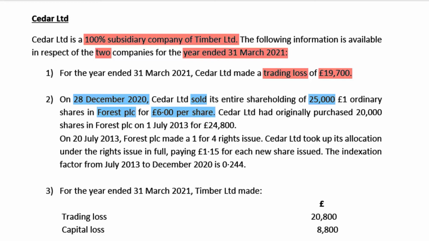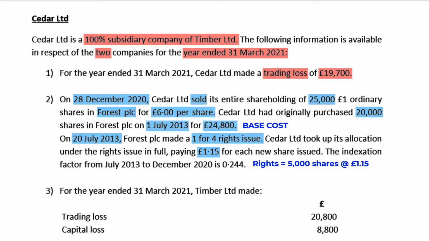Cedar Limited had originally purchased 20,000 shares on 1st July 2013 for £24,800. Base cost 24,800. Then on 20th July 2013, a few weeks after the original purchase, Forest PLC made a 1-for-4 rights issue. Cedar Limited took up its allocation in full, paying £1.15 for each new share issued, so they paid the premium. With a rights issue taken up in full, 1-for-4 on 20,000 shares means an additional 5,000 shares at £1.15 each.